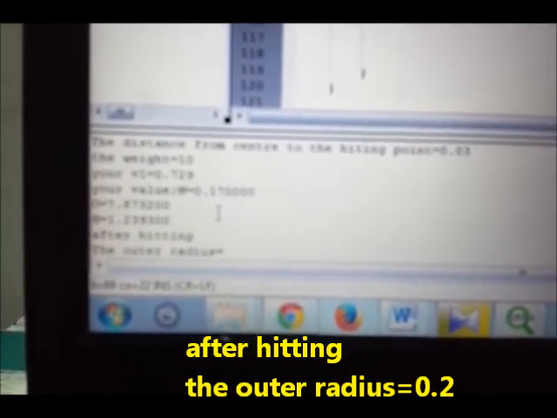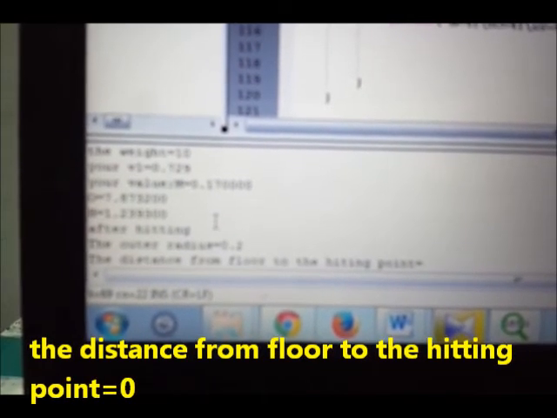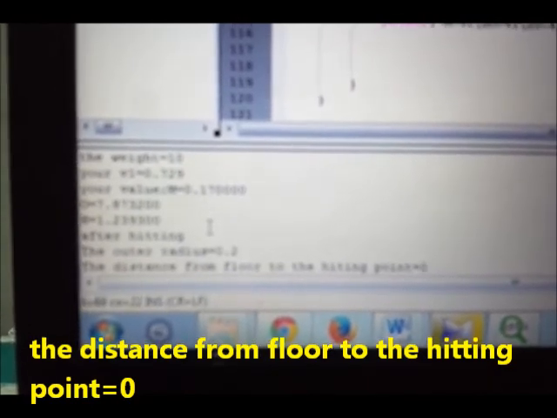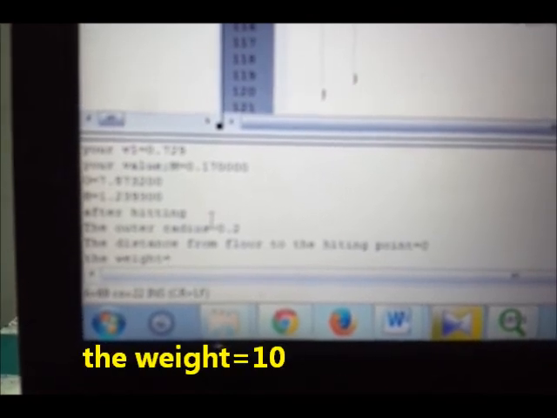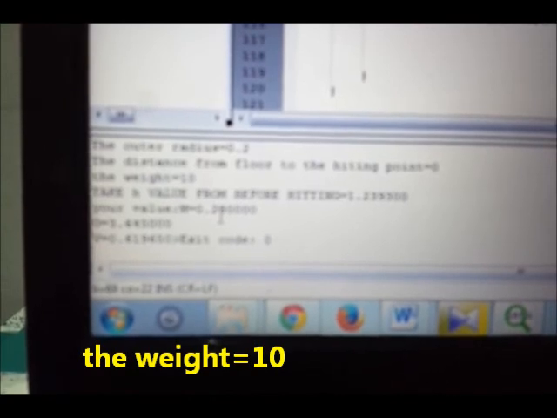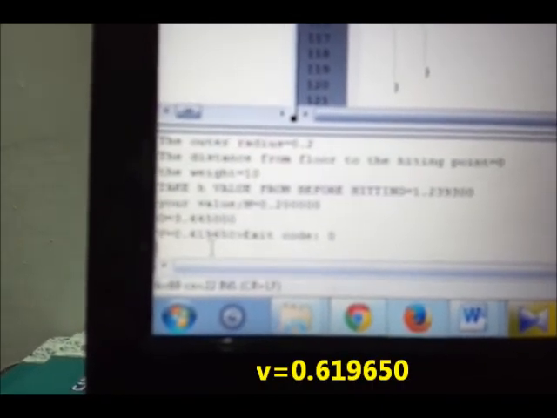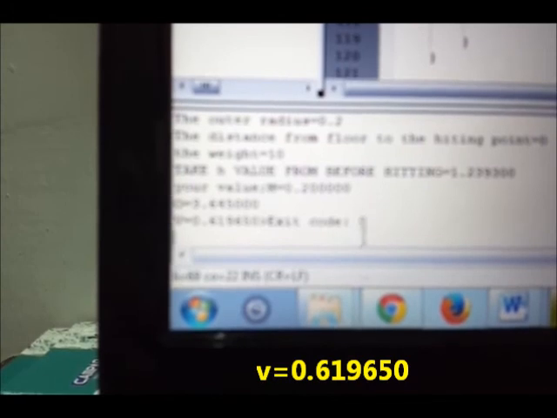The outer radius is 0.2. Enter. And then the distance from floor to the heating point is 0, and the weight is 10. After that, we got the answer for velocity final is 0.619650. Exit code.